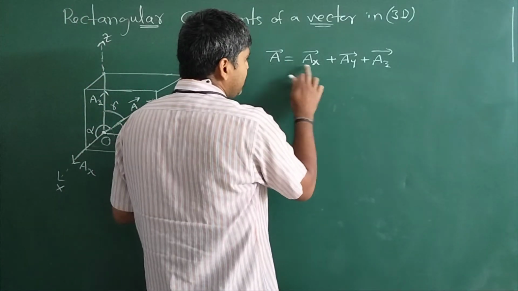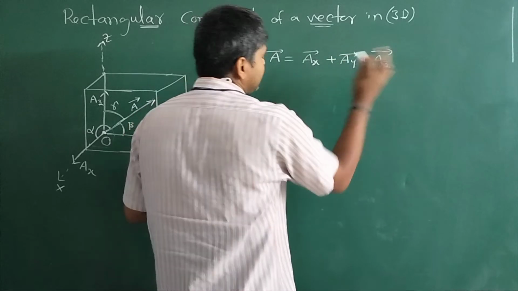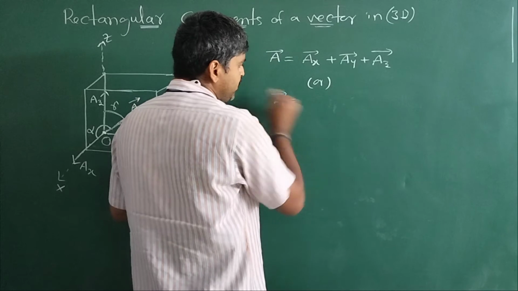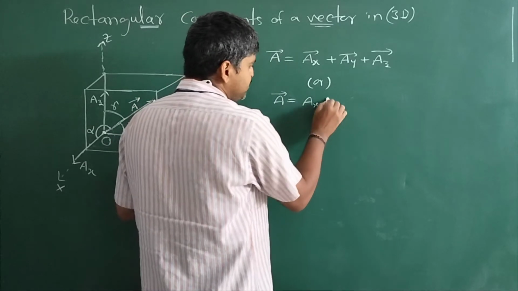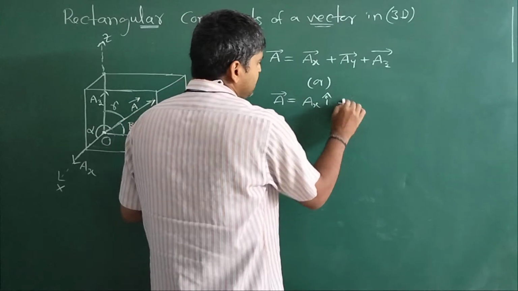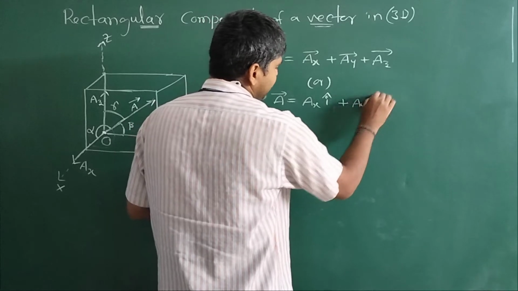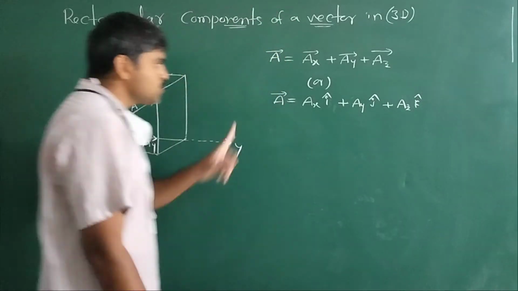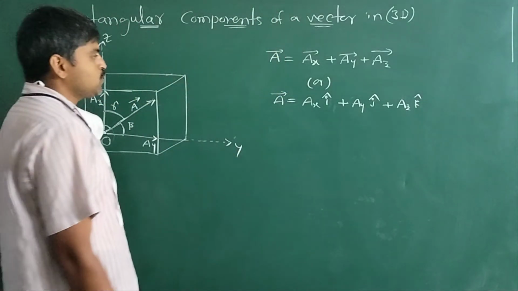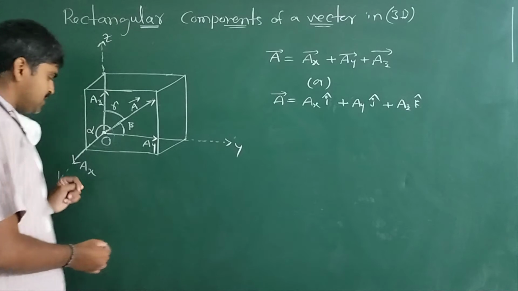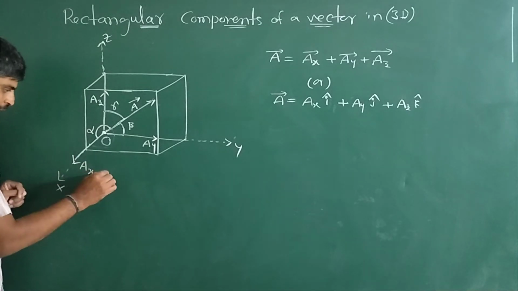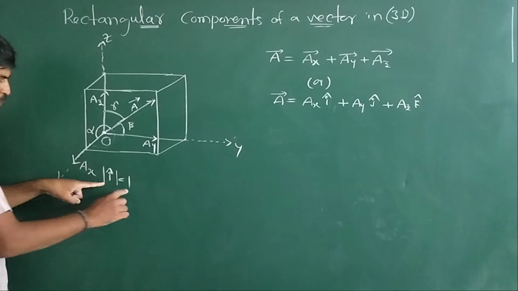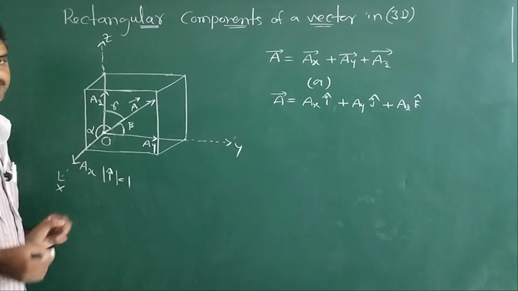Okay, so this a bar we can write as ax bar plus ay bar plus az bar, or in another form, a bar in terms of unit vectors. Ax is the magnitude and its direction is i cap, plus ay is the magnitude and its direction is j cap, plus az is the magnitude and its direction is k cap. So what are i cap, j cap, k cap? Here i cap represents a unit vector. Its magnitude is 1. It represents the direction along x.